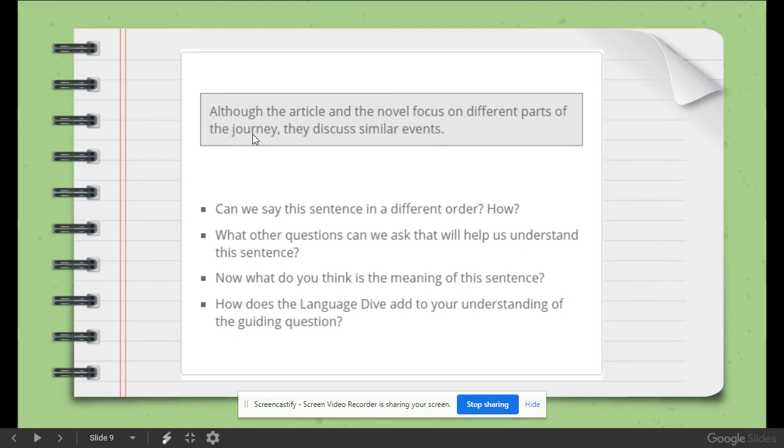So now let's look at it again as a whole here. Although the article and the novel focus on different parts of the journey, they discuss similar events. Think about some different ways that you could say this sentence in a different order. So you really could write this sentence in different ways. So take a look at your Canvas quiz and read some of those sentences to yourself. How could you rearrange the parts of this sentence but still express the same idea?